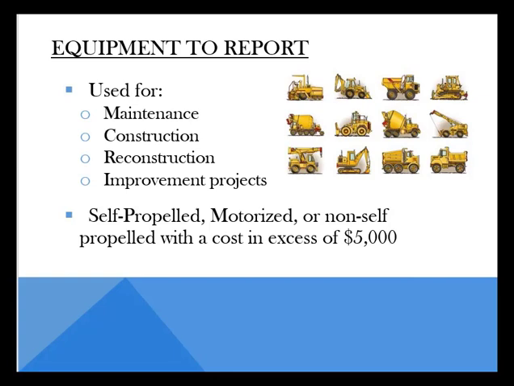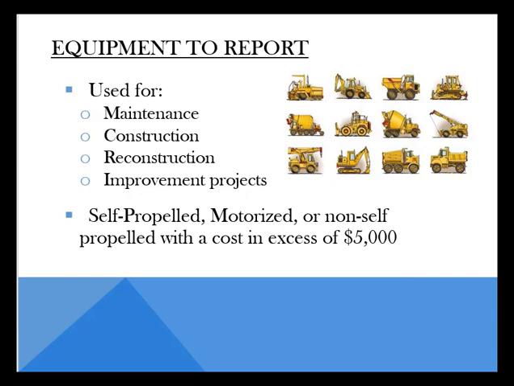The Iowa Administrative Code, Chapter 178, requires cities to report the cost of purchasing, leasing, or renting equipment that is used for maintenance and/or construction work on roads, streets, culverts, bridges, etc., as well as the use of such equipment on construction, reconstruction, or improvement projects within the city.